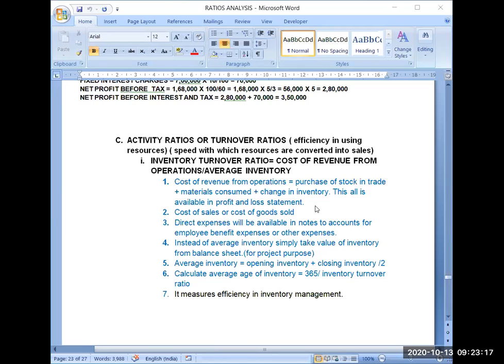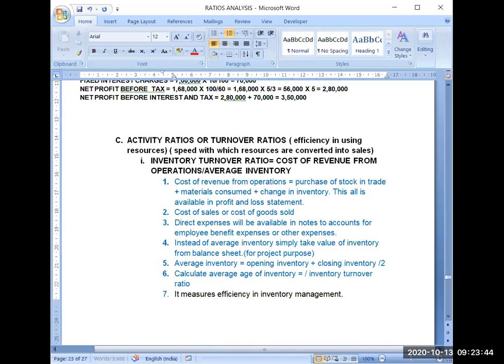If you want to calculate it in terms of days, then you keep 365 in the numerator. If you want to calculate it in terms of months, then instead of 365 you will write 12. And if you want to calculate it in weeks, then instead of 12 it will be 52, because in a year there are 52 weeks.